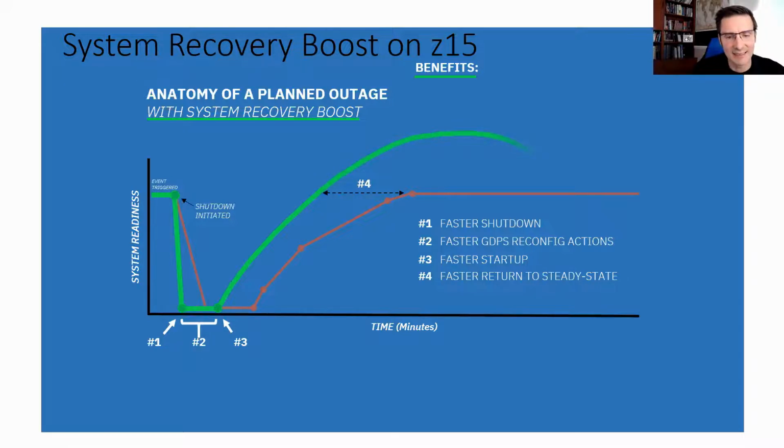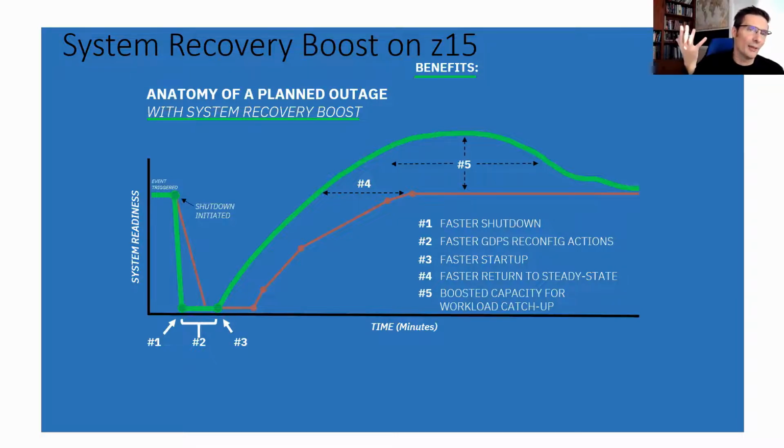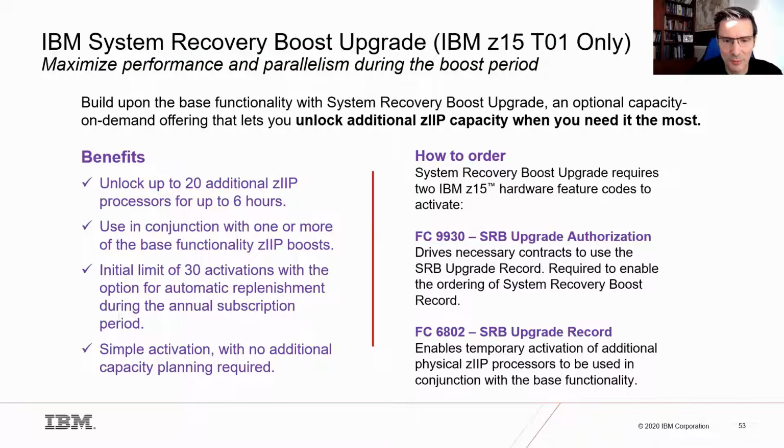And then the last stage here is really showing you that we're going to give you extra time. So remember, you have 60 minutes. So 60 minutes will allow you to return to steady state and to then work through that additional workload that may have built up. And so you'll have a total of 90 minutes of boosted processors, boosted from subcapacity to full capacity, as well as having additional engines at your disposal if you choose the zIIP boost. All right, so this is just a nice picture diagram.